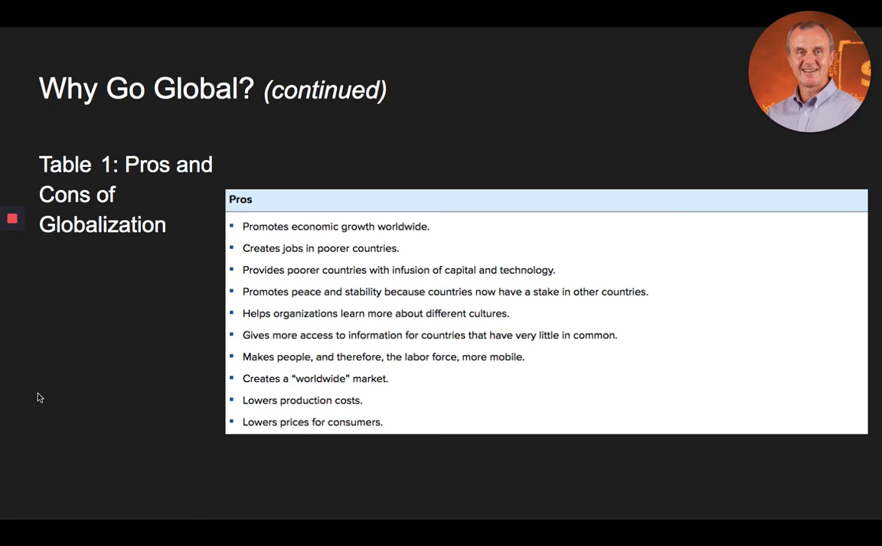Let's first look at the pros of globalization. First, globalization promotes economic growth worldwide. It creates jobs in poorer countries. It provides poorer countries with an infusion of capital and technology. It promotes peace and stability because countries now have a stake in other countries. Globalization helps organizations learn more about different cultures. It gives more access to information for countries that have very little in common. It makes people, and therefore the labor force, more mobile. Globalization helps to create a worldwide market. It lowers production cost. And finally, overall, globalization lowers prices for consumers.